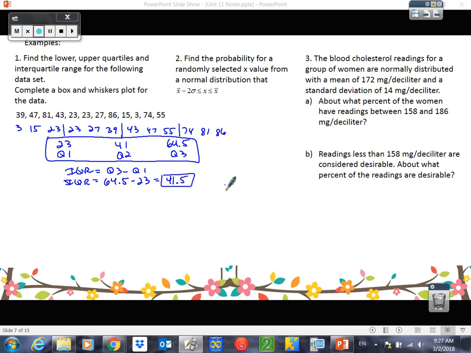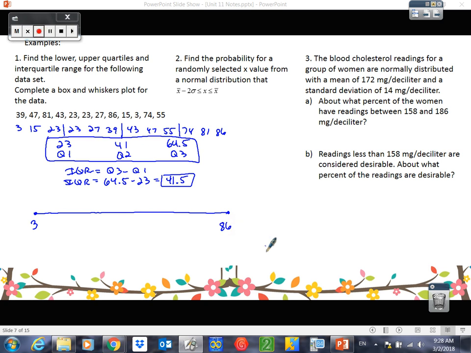Okay. Now we're going to complete a box and whiskers plot. So we're going to display this data. That's probably the best way to display the data, on a plot like this. So we draw a line. And at the end of this would be my very smallest number, which is a 3. And this end would be my very largest number, which is an 86.